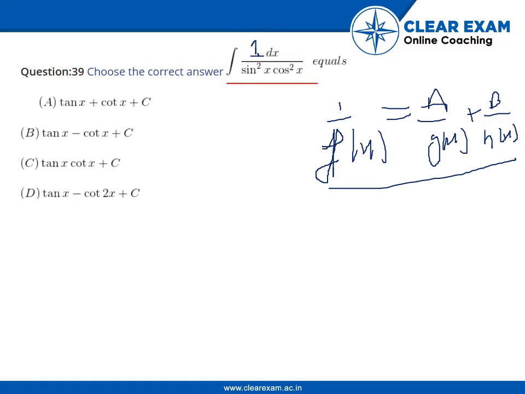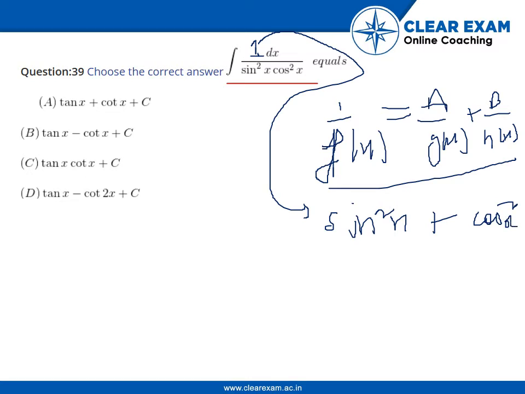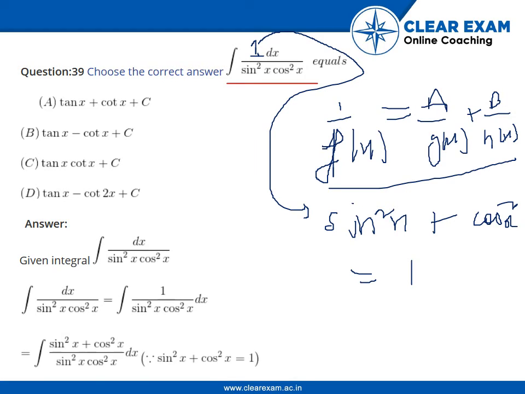We can do that by replacing 1 with sin square x plus cos square x. We know sin square x plus cos square x is equal to 1. So we can replace 1 by sin square x plus cos square x, and then proceed further. So now let us see what they have done. They have written 1 as sin square x plus cos square x. Now moving to the next slide.